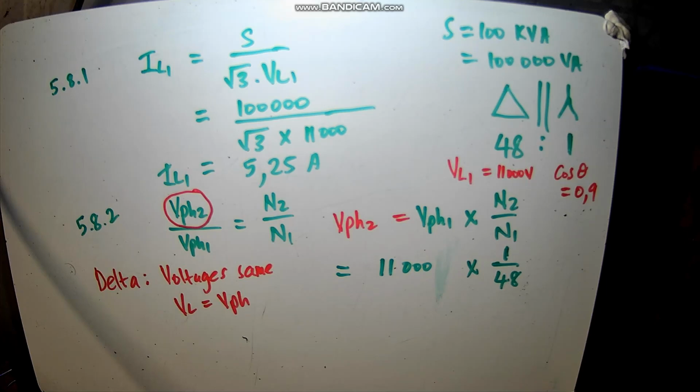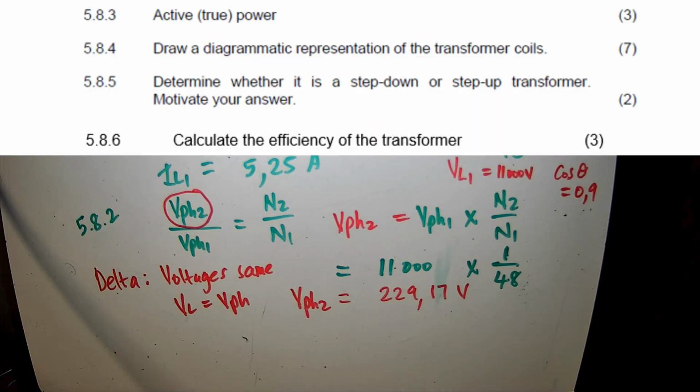Remember that the voltages for delta are the same. VL is equal to V phase, okay? We're looking at the left-hand side of the transformer, delta, the triangle. So this means your answer will be 11,000 divided by 48, and then you should get an answer of 229.17 volts. Okay, so that was 8.583.